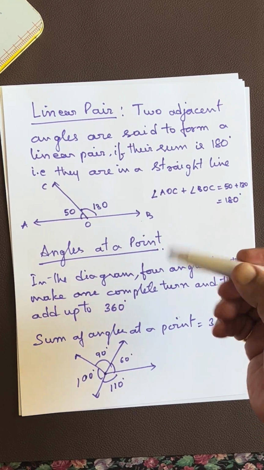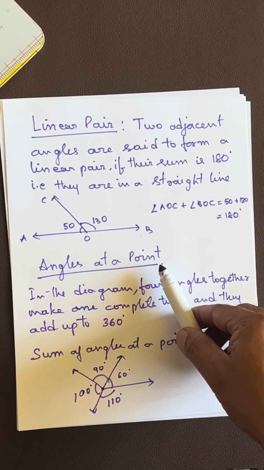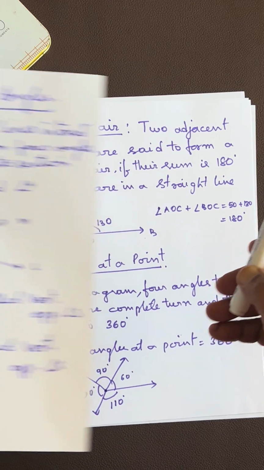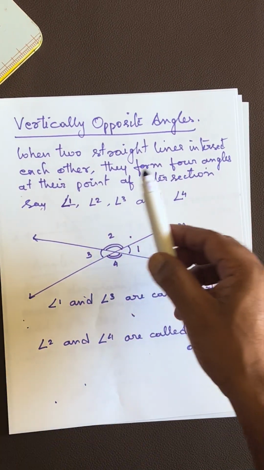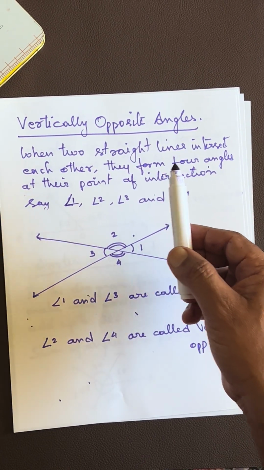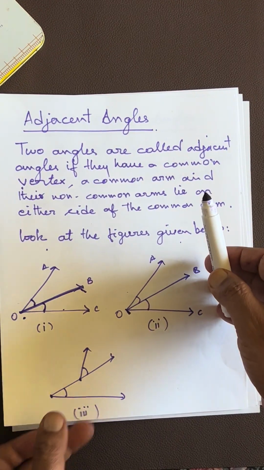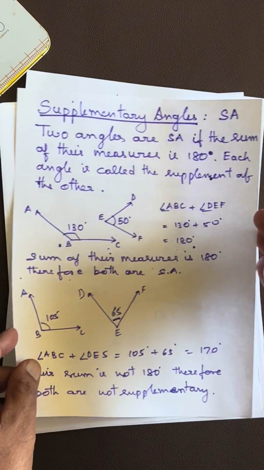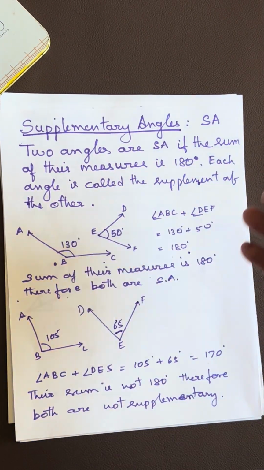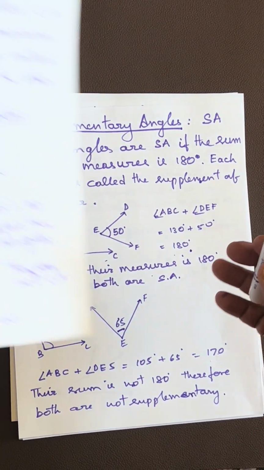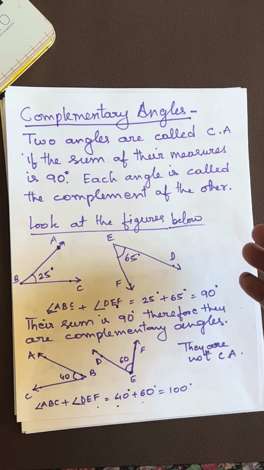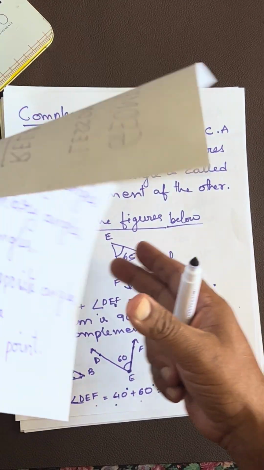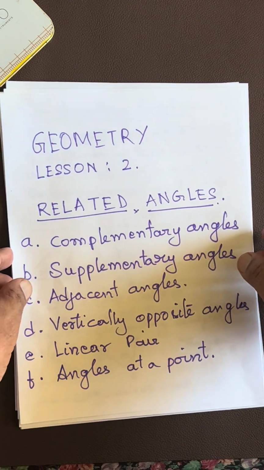So what we learned today: we learned about angles at a point, linear pair, vertically opposite angles, adjacent angles, supplementary angles, complementary angles, and this is the intro of all the angles.